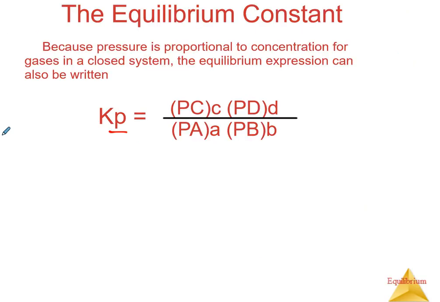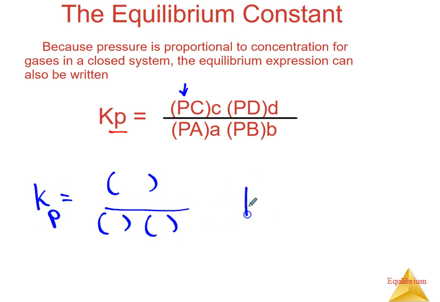All right. So here we go. Because pressure is proportional to concentration for gases in a closed system, the equilibrium expression can also be Kp equals the pressure of C raised to its coefficient, the pressure of D raised to its coefficient, over the pressure of A raised to its coefficient, and the pressure of B raised to its coefficient. Now, here's the subtle difference, and yes, I know this is stupid. For Kp, usually your numbers are in parentheses. For Kc, your numbers are in what? Brackets.